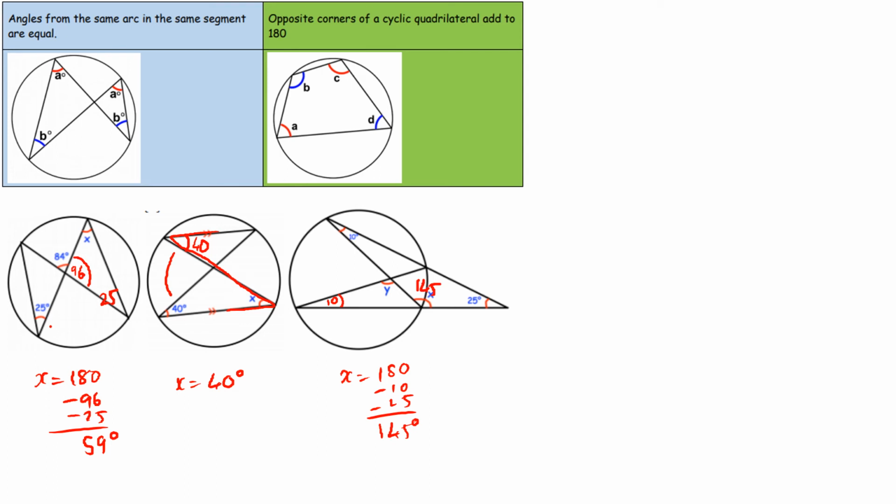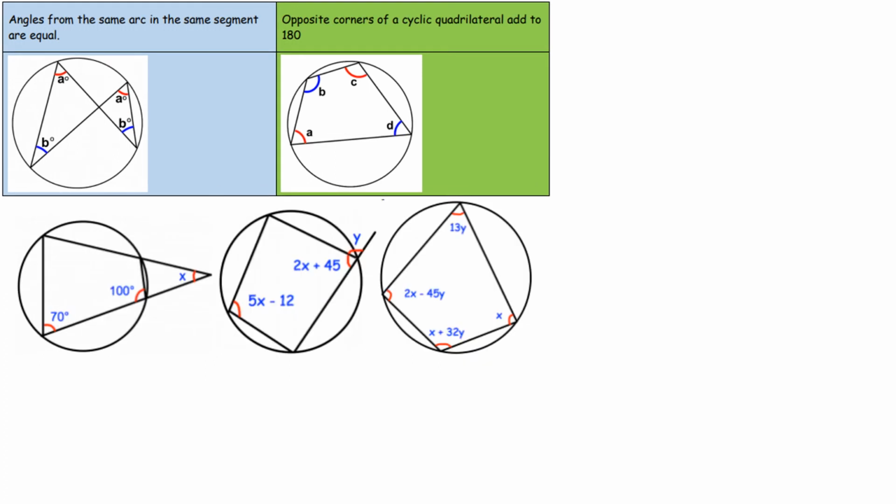If we know that x is 145, then we know that this is 35 degrees because it's on a straight line. And so y would just be 180 minus 10 minus 35, which would be 135 degrees. Cool.